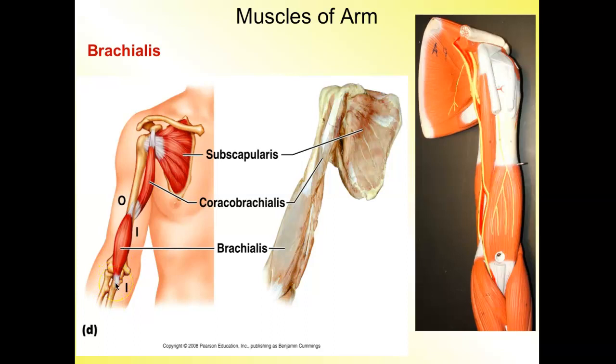And the only action the ulna does is flex or extend, because the trochlear notch attaches to the trochlea. That's the only action the ulna permits, so we only have flexion of the forearm here. So again, here's brachialis deep, and here's another image of our models. If we took the biceps brachii off, we can see the brachialis there.